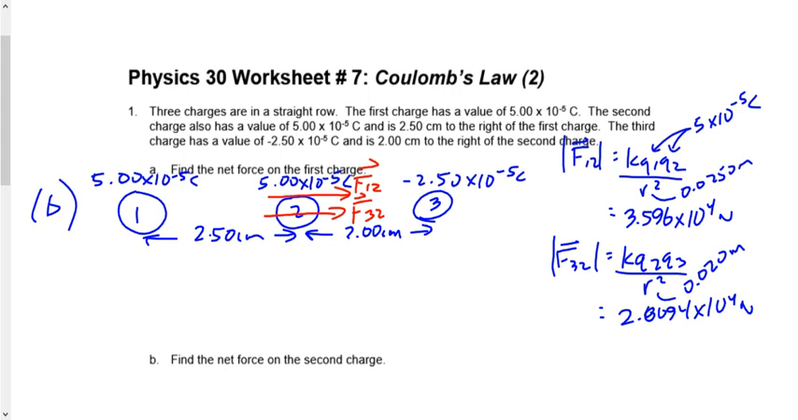Now you go to add them up. We say F net is equal to the sum of the forces, F12 plus F32, or whatever you call them. We add them up both as positive values because they're both acting to the right. And when we do that, we get 6.41 times 10 to the 4.